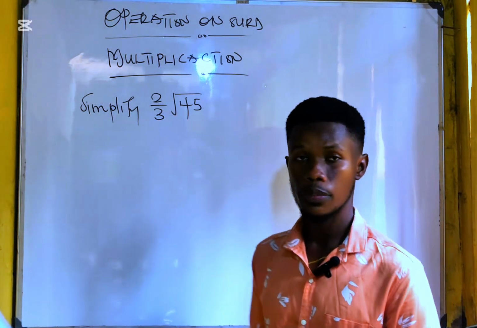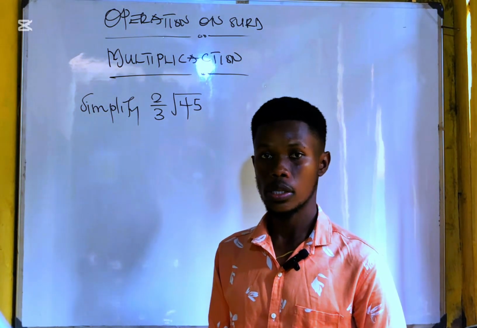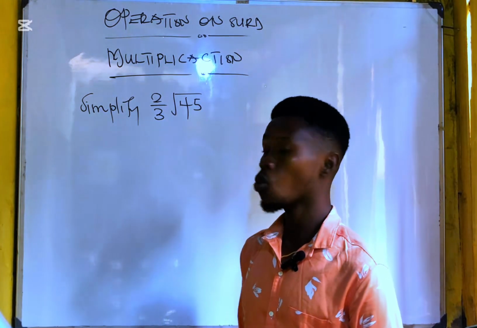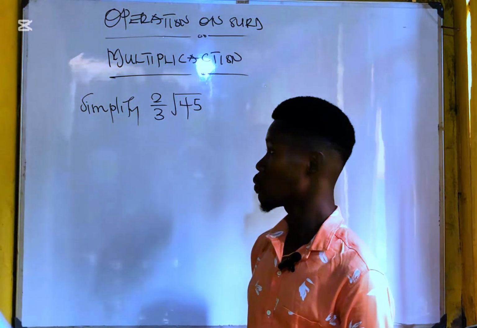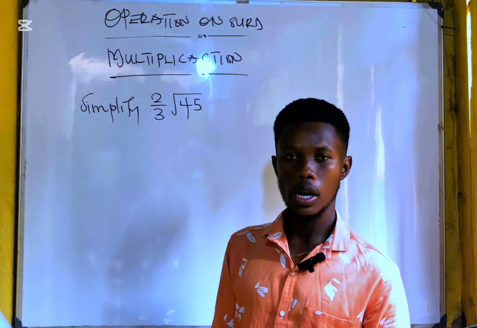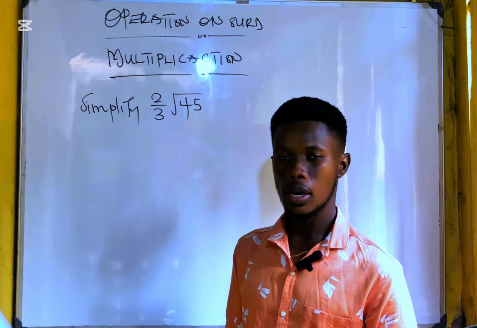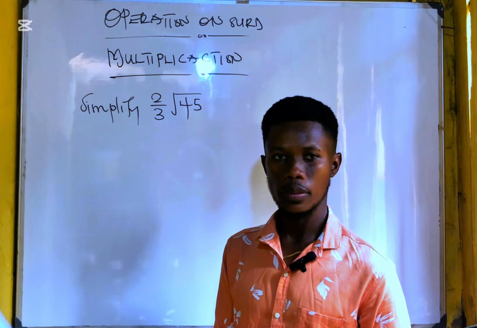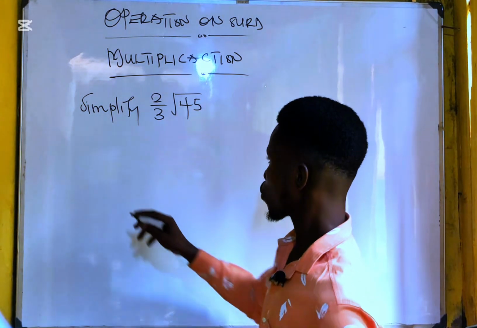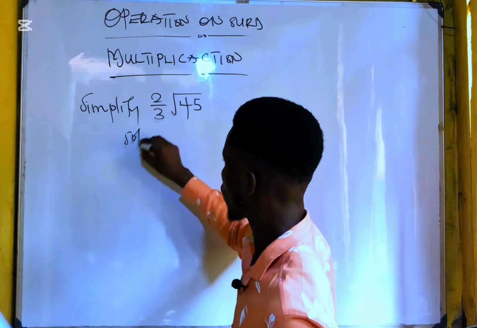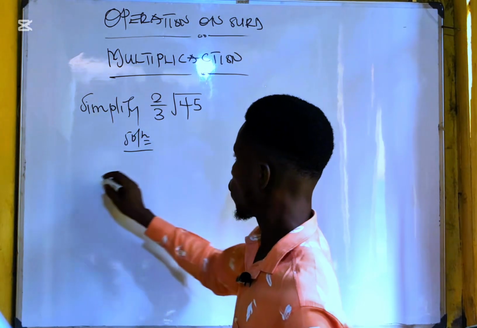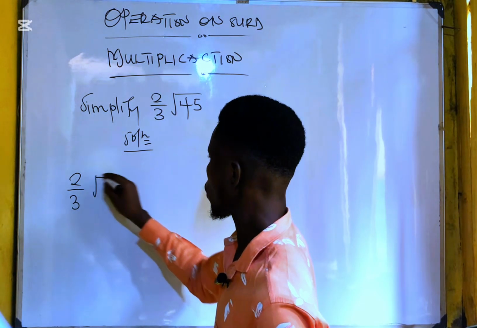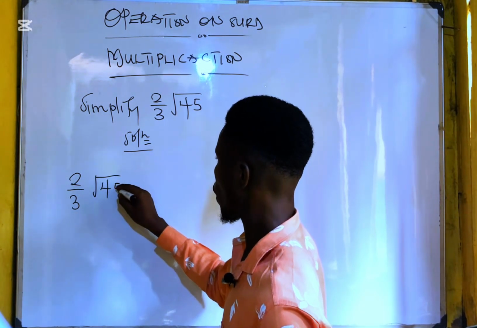How you multiply is the same thing here. Now, in this case, let's look at this example on the board. Simplify 2 over 3 root 45. Let's see how you can do this. Then after that, you multiply the fraction here by the surd. So if you want to solve a question like this, we have 2 over 3 root what? 45.